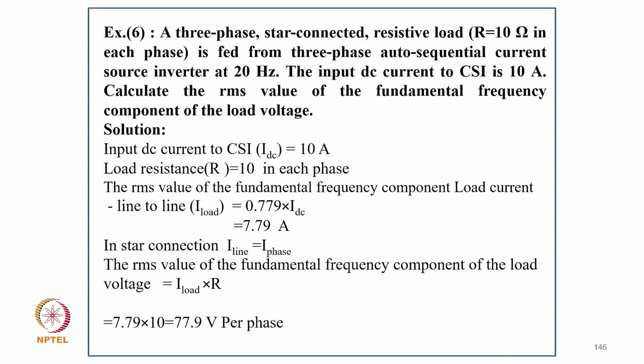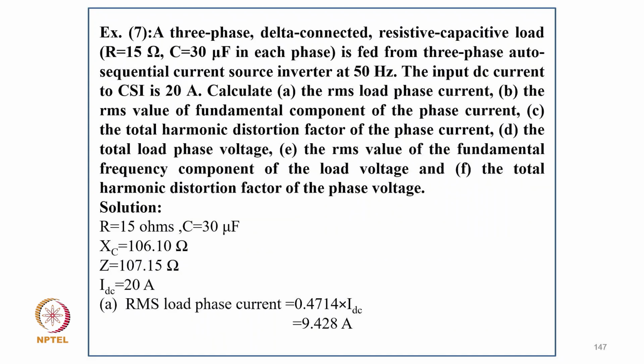The solution: input DC current to the CSI is equal to 10 ampere and load resistance is 10 ohm in each phase. The RMS value of the fundamental frequency component of load current, line to line, is 0.779 into ID, that becomes 7.79. And in star connection, I line equals I phase, so the RMS value of the fundamental frequency component of load voltage is I load into R, so that becomes 79.9 volt per phase.